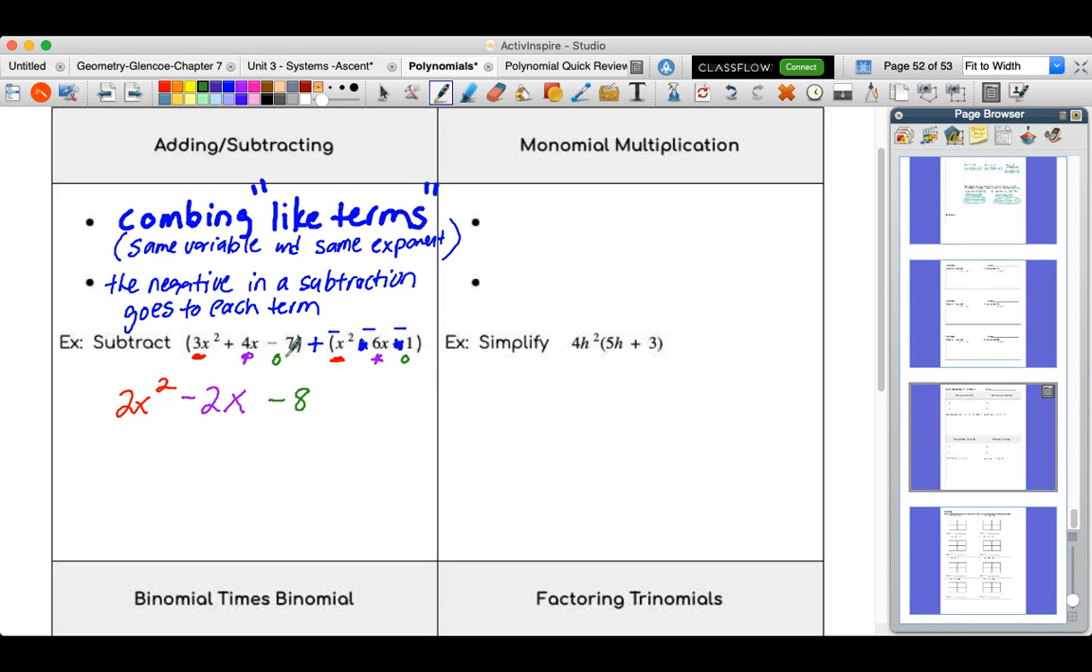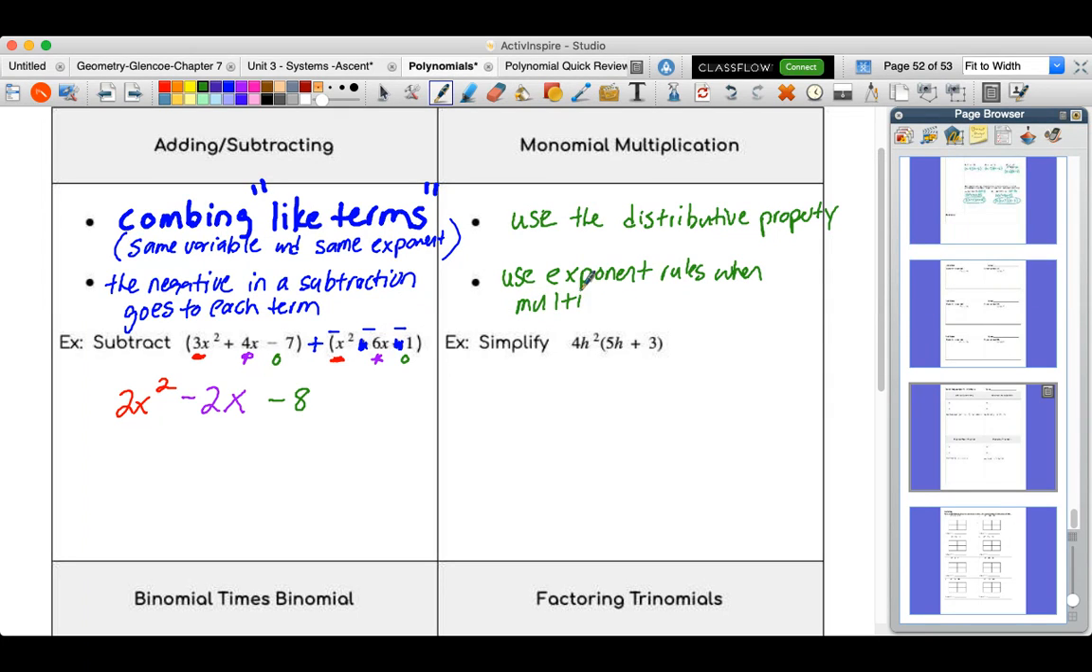Then we moved on to monomial multiplication. In other words, we had to multiply a one term times a two term or times a multiple term polynomial. But in that case, what we're doing is we're using the distributive property. So use the distributive property. And also, I would say use exponent rules when multiplying.